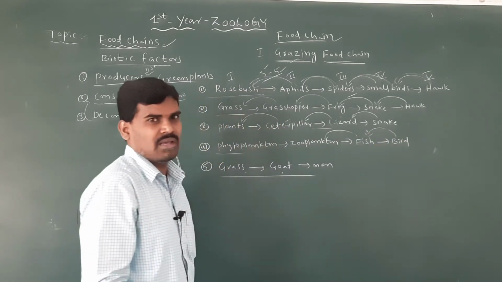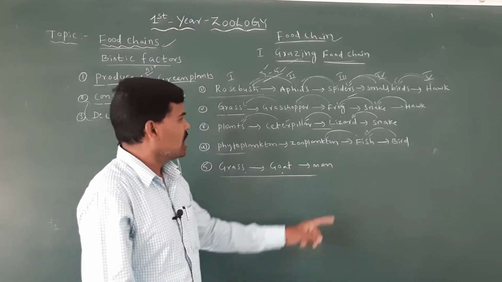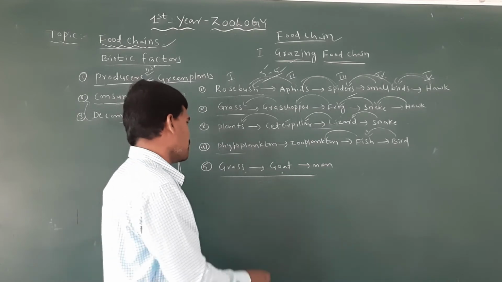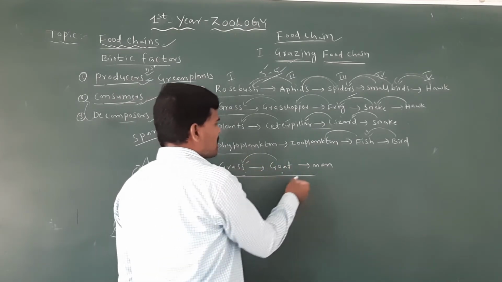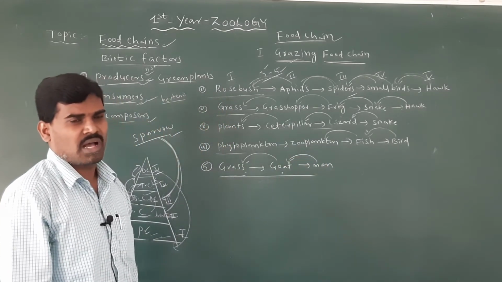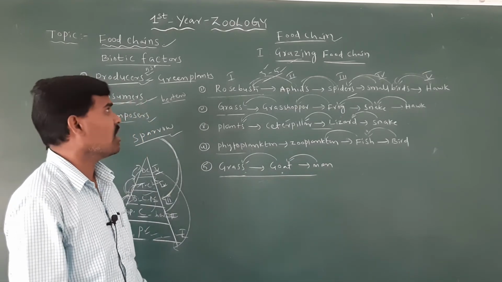One by one, so the last trophic levels depend upon the lower trophic levels. The next, fifth chain: the goats feed on the grass, and humans feed on the goats. So one trophic level to the last trophic level depends upon the lower trophic levels. So these are the food chains.